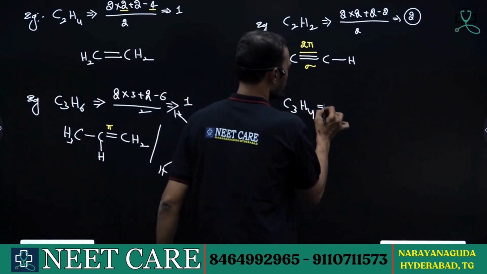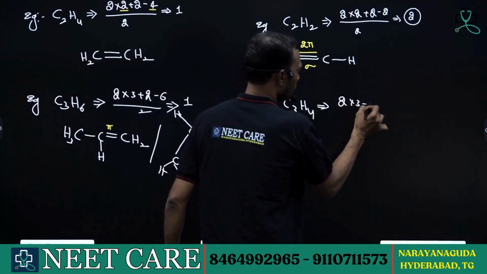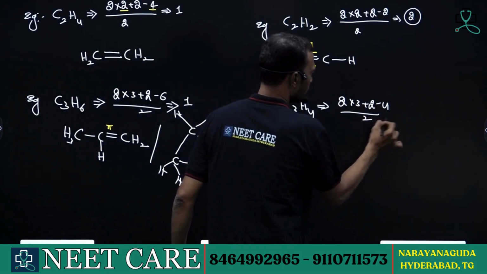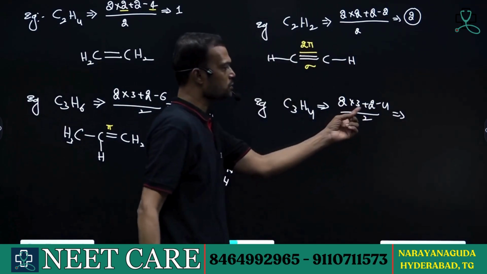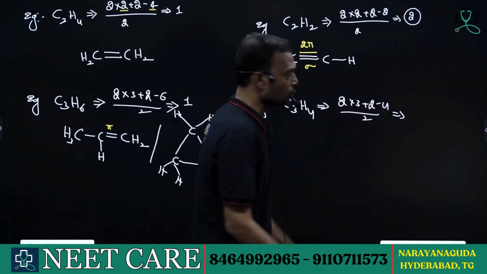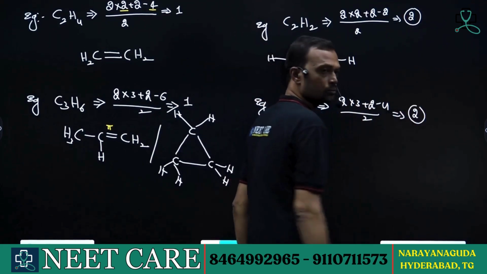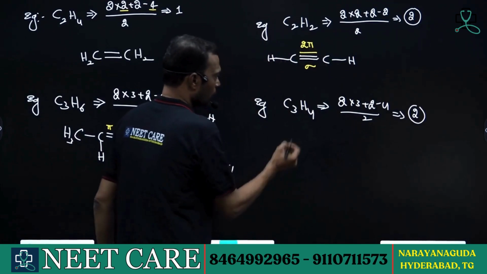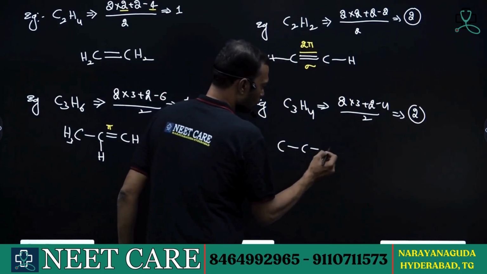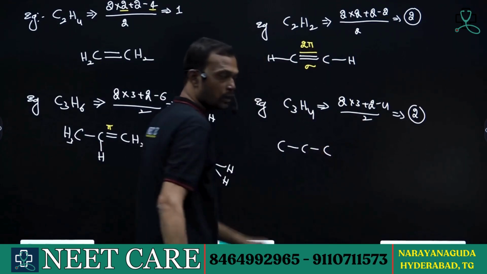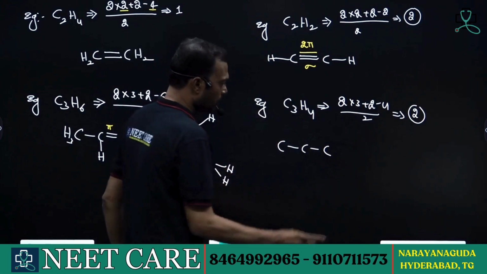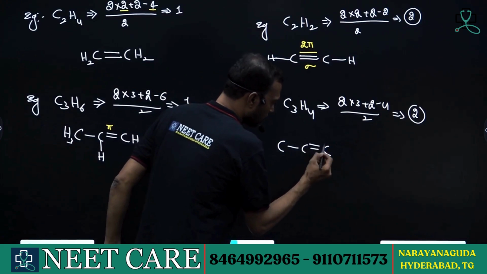C3H4, what is the DU? So 2 into 3 plus 2 minus 4 by 2. Okay, 2 into 3, 6 plus 2, 8 minus 4 by 2, you will get 2. Here degree of unsaturation 2. Okay, now write down these 3 carbons here, 1, 2, 3. Here what is the DU? 2. 2 means we need to create 2 pi bonds. 2 pi bonds means here one pi bond, here one more pi bond.